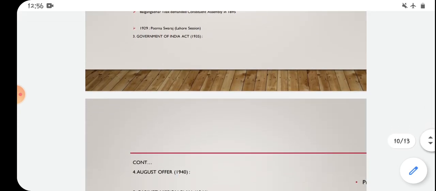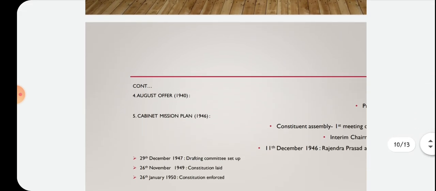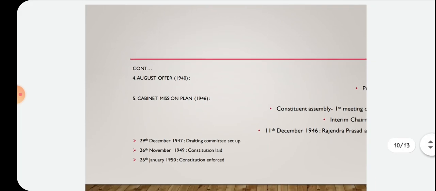Now we are discussing the background of the Indian Constitution. What was the struggle? Which acts were the important ones? Okay, so what happened was, see, the Cabinet Mission.